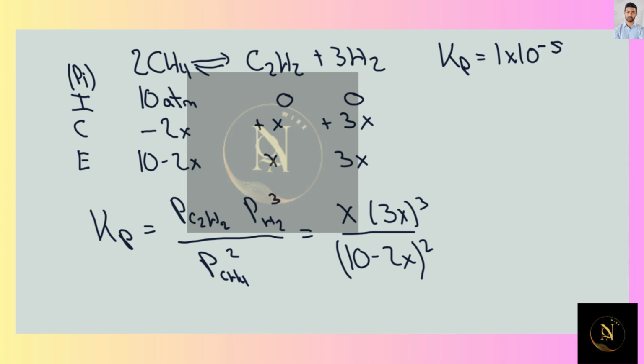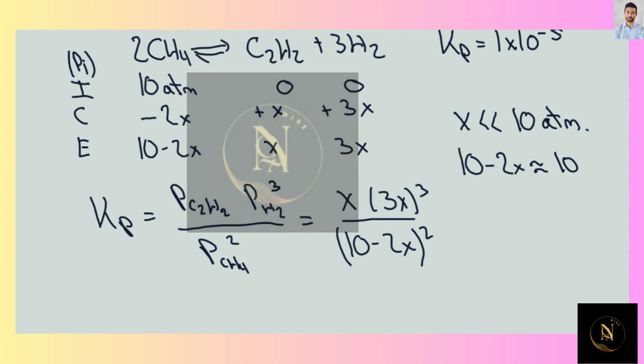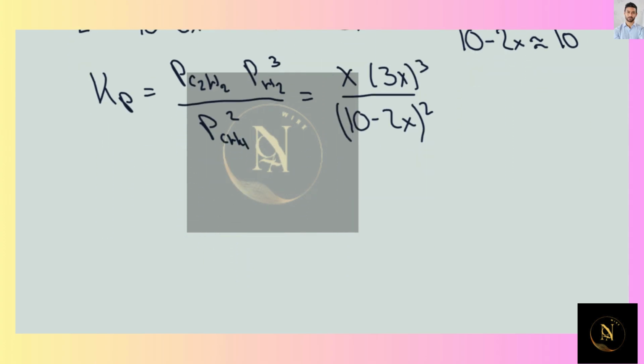So the small x approximation means that the value of x is going to be much, much smaller than the initial pressure, that is 10 atmospheres. In most of the problems, you're going to see that x is much, much smaller than the initial concentration of a compound. In this case, since we're dealing with gases and Kp is given to us, it is with respect to pressure. Under this approximation, 10 minus 2x is going to be approximately equal to 10 directly. And we can continue and directly solve for x.